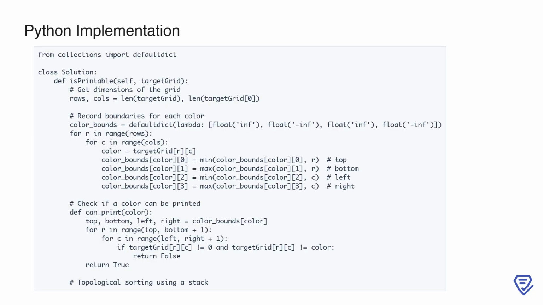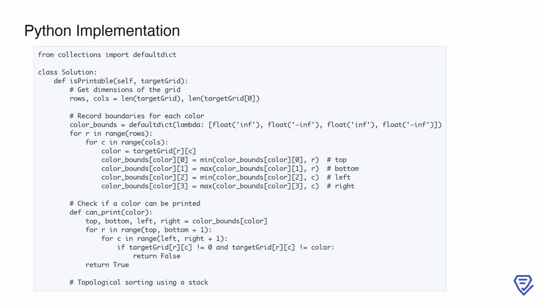First, we determine the dimensions of the grid, storing the number of rows and columns in rows and cols. Next, we use a defaultdict to record the boundaries for each color. Each color's boundaries are initialized as float('inf'), float('-inf'), float('inf'), float('-inf'), representing the topmost, bottommost, leftmost, and rightmost points respectively. We then iterate through the entire grid using two nested loops.